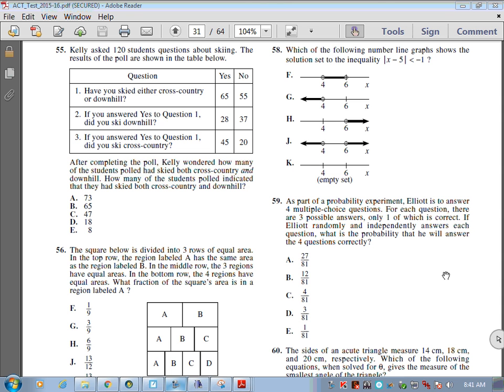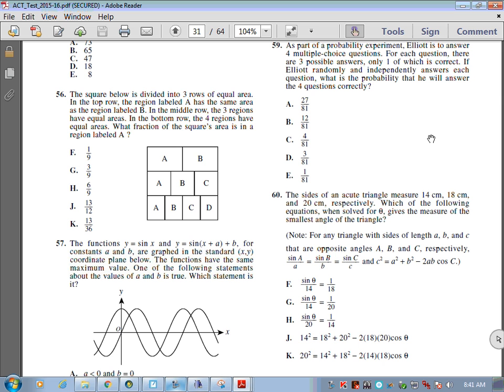All right, what about 59? Anybody 59? Okay. As part of a probability experiment, Elliot is to answer 4 multiple choice questions. For each question, there are 3 possible answers, only one of which is correct. If Elliot randomly and independently answers each question, what is the probability that he'll answer the 4 questions correctly? Probability is number desired over number total. So let's talk about the first question. How many correct answers are there on the first question? 1. How many total answers are available to him?